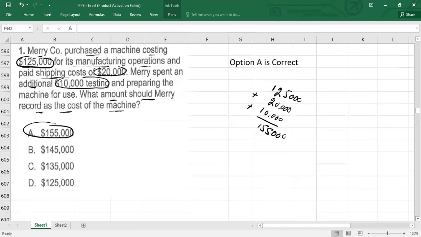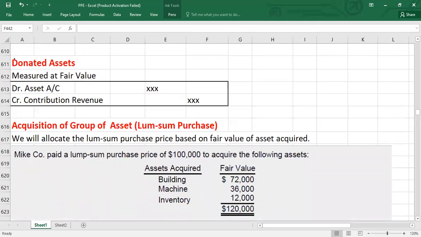Then you have another point. Now we are going to deal with donated assets. Sometimes, if you are a company, you might get some asset which is donated by some other parties. The rule is that the donated asset should be recorded as an asset at the fair value, at the market value, on the day when you receive this asset. So what entry will you pass? You will debit asset with the fair value and credit contribution revenue or other income. So this is the rule for donated assets.